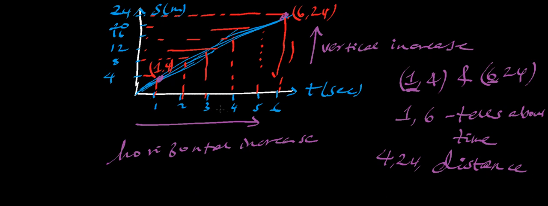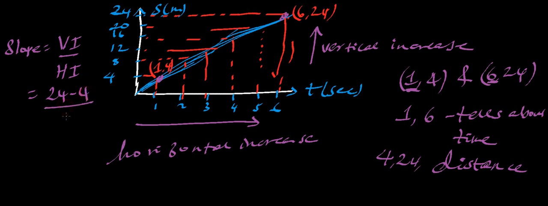Then the slope of the graph is equal to the vertical increase over the horizontal increase. That means the slope is equal to the vertical increase of the graph divided by the horizontal increase. The vertical increase is from 4 to 24. That means 24 minus 4 over 6 minus 1. This is 20 over 5, which equals 4 meters per second. Therefore, the slope tells us the velocity, because from a distance time graph we can get velocity. This velocity is calculated by using the equation of the slope.